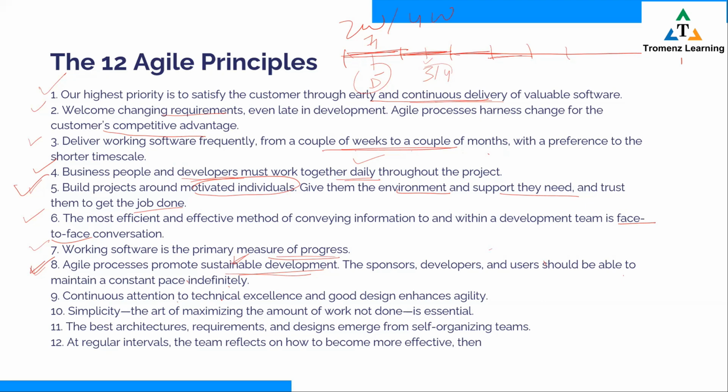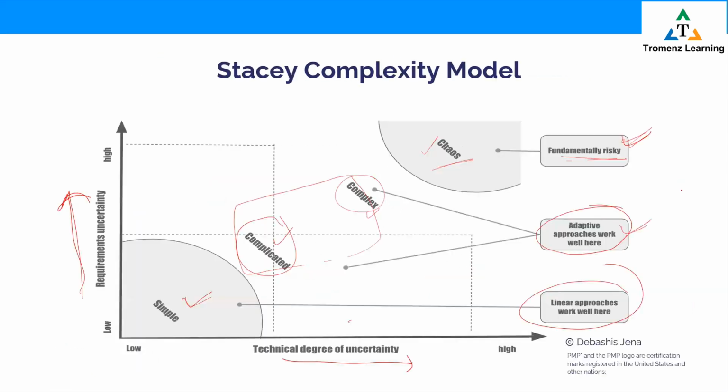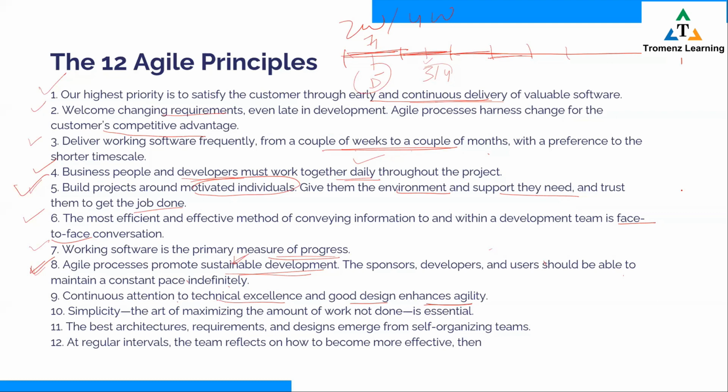Next, continuous attention to technical excellence and good design enhances agility. Remember, what is the goal in Agile? We compare the life cycles. In Agile, the goal is both speed and correctness of the solution. So we want an excellent product and, at the same time, to deliver fast also. My concern for now is the excellent product. If an excellent product is the goal, naturally we should adopt good engineering practices and good design practices. So Agile approaches vouch for good practices. Some of the time we'll touch upon good software development practices, and these should be applied.